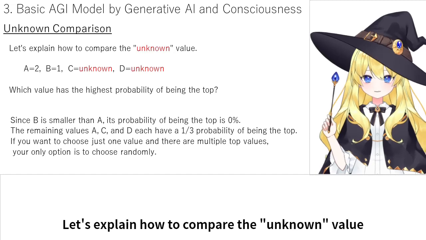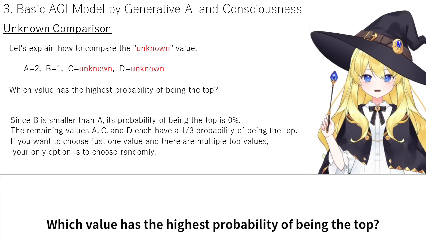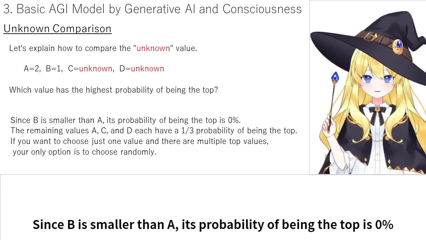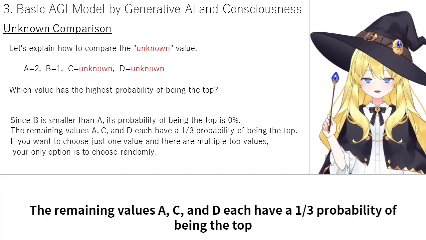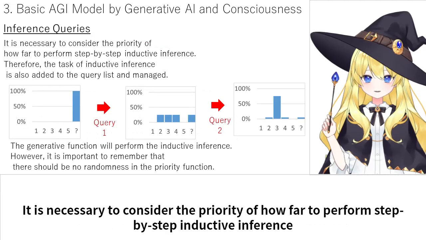Let's explain how to compare the unknown value. Let's say A2, B1, unknown, unknown. Which value has the highest probability of being the top? Since B is smaller than A, its probability of being the top is 0%. The remaining values A, C, and D each have a 13% probability of being the top. If you want to choose just one value and there are multiple top values, your only option is to choose randomly. It is necessary to consider the priority of how far to perform step-by-step inductive inference.